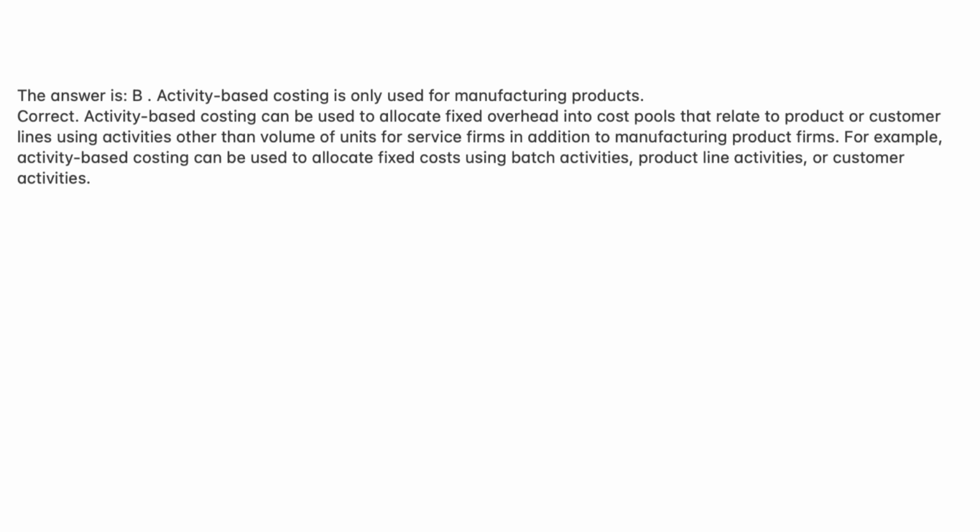Correct. Activity-based costing can be used to allocate fixed overhead into cost pools that relate to product or customer lines using activities other than volume of units for service firms in addition to manufacturing product firms. For example, activity-based costing can be used to allocate fixed costs using batch activities, product line activities, or customer activities.